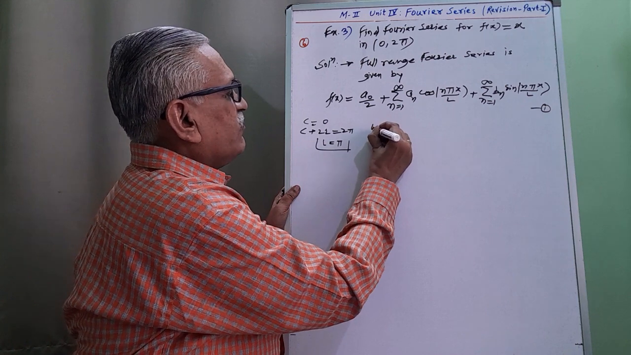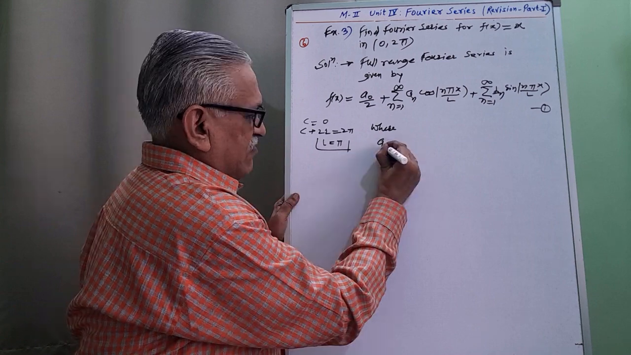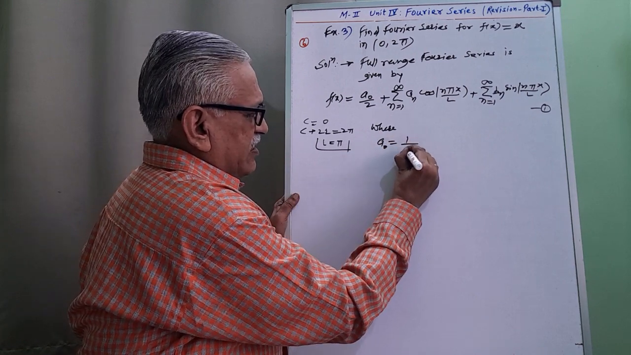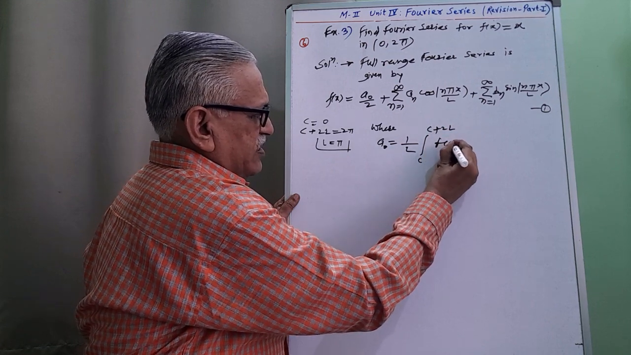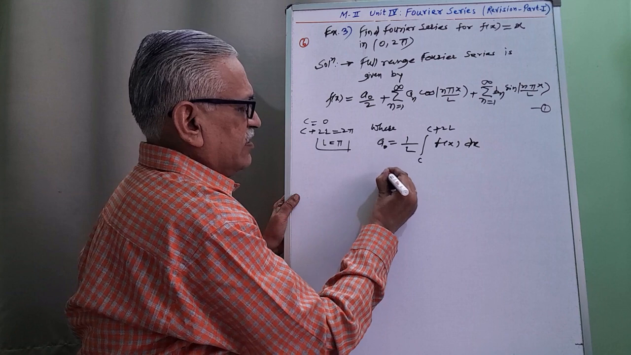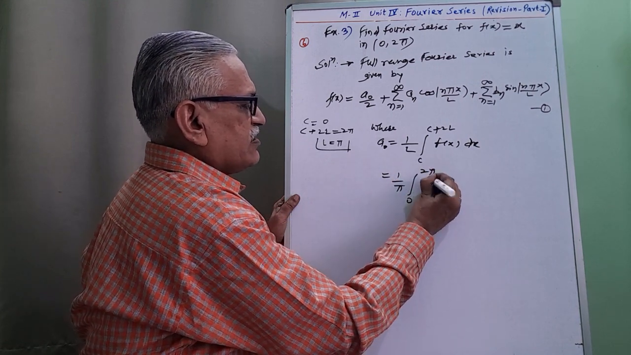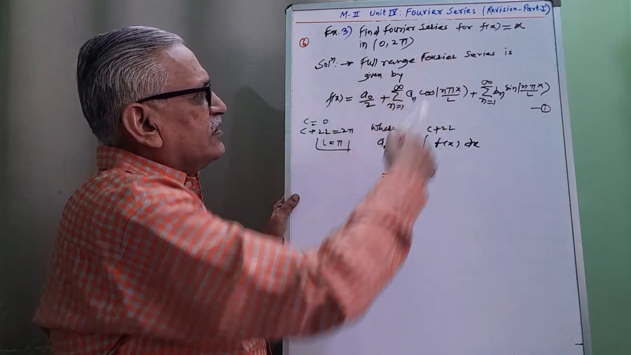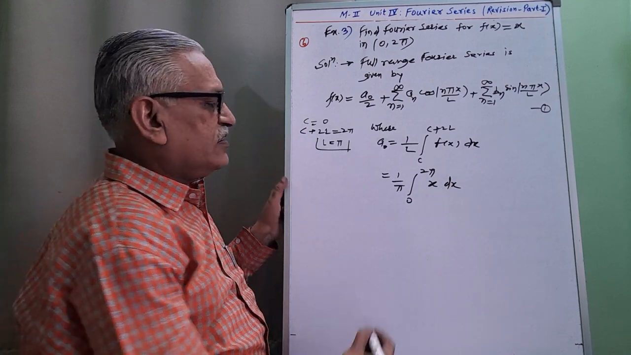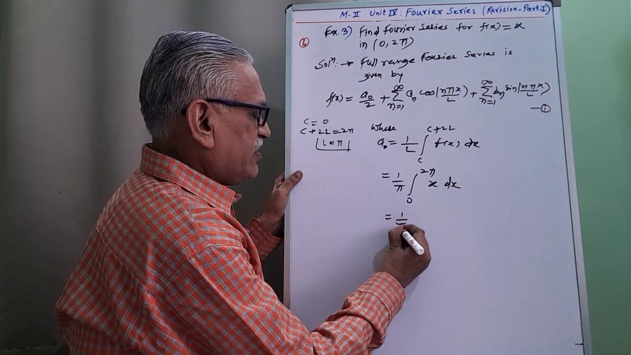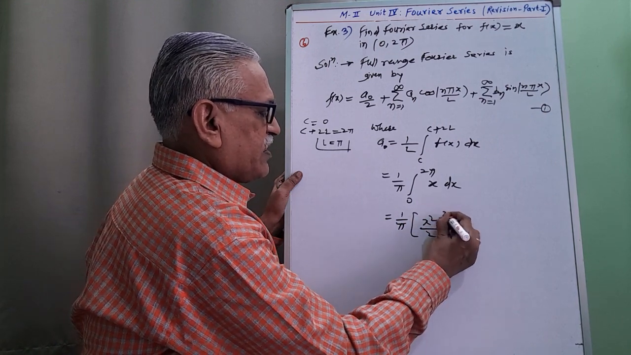And then a0 is given by 1 by l, integration from c to c plus 2l, f of x dx. It is equal to 1 by pi, integration from 0 to 2 pi, and f of x is x, its integration with respect to x. 1 by pi, integration is x square by 2, limit from 0 to 2 pi.